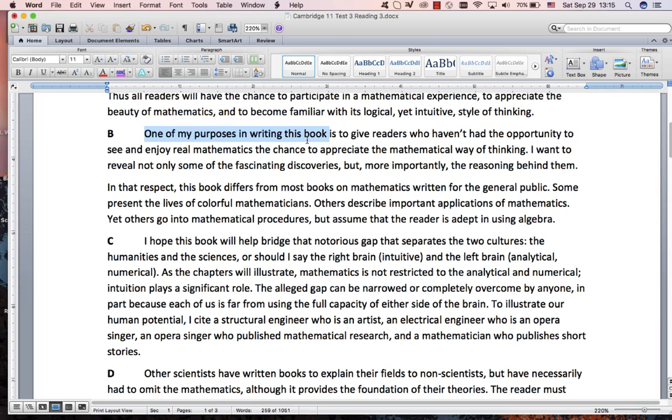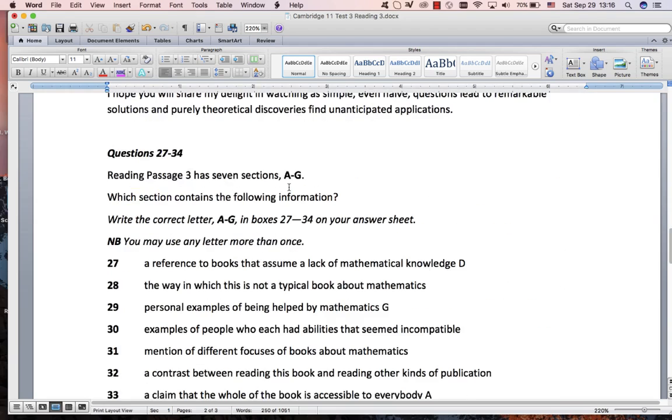One of the reasons for writing this book, look at the linking language, that can help you. In that respect, this book differs from most books. I want to reveal not only fascinating discoveries, but also the reasoning behind them. Some books do this, others do this, and yet others go into that. That's quite interesting. There's a list of 3 things over there. Anything that you can see.